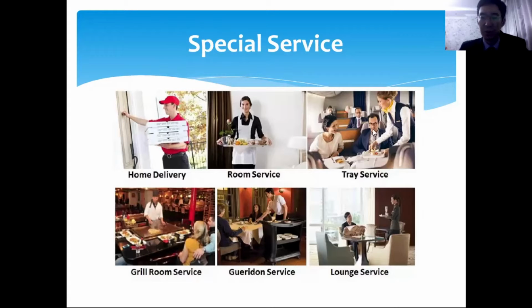Tray service can be found in the airplane. Room service is basically the in-room service that is provided in the hotel. Home delivery is very common nowadays, due to the corona crisis. Grill room service is basically you sit around the place where the food is prepared in front of you, from the raw ingredient until the ready food. And the garden service is when we have half prepared food and bring it to you and it is fully prepared there. And of course, the lounge service that is usually provided in the lounge of a large business or corporate environment.